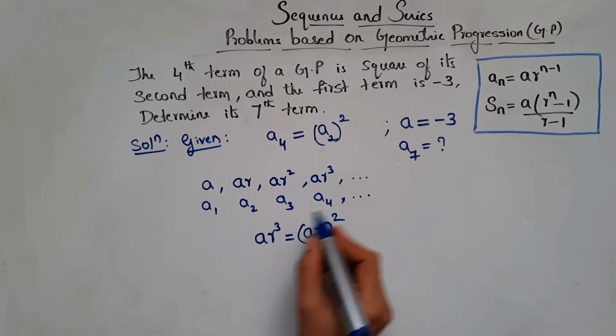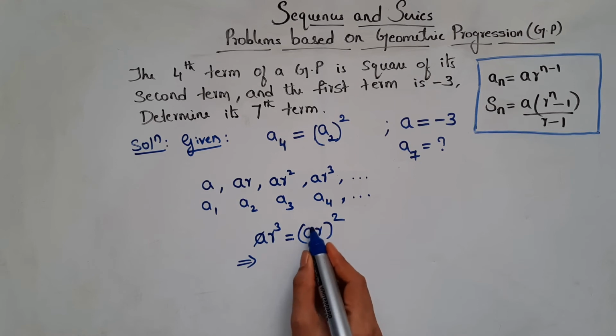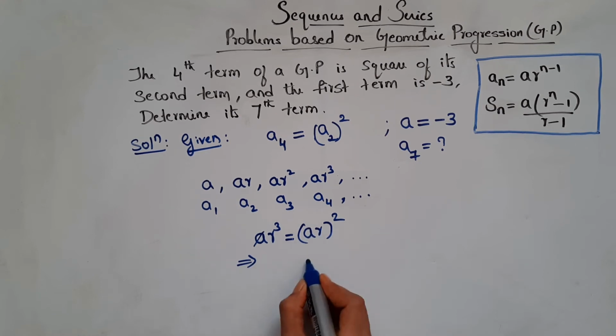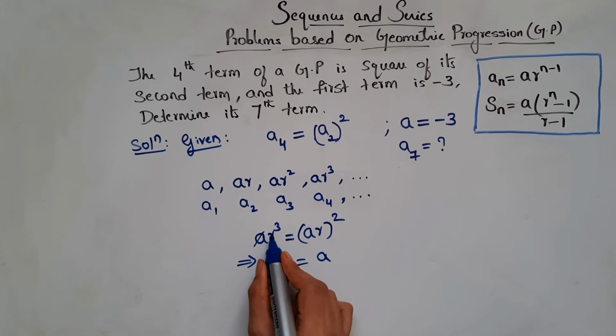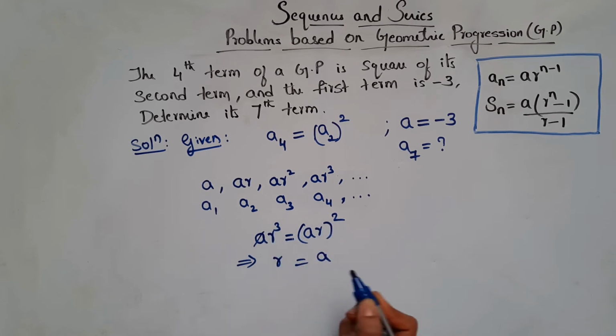So let's simplify this. This implies, here one a is gone, we have a squared, so we are left with a here. And on this side, we have r cubed. So 2 r's are gone, so we are left with r, right?